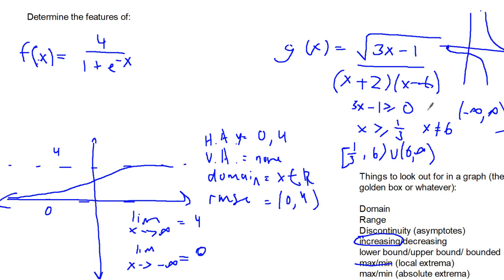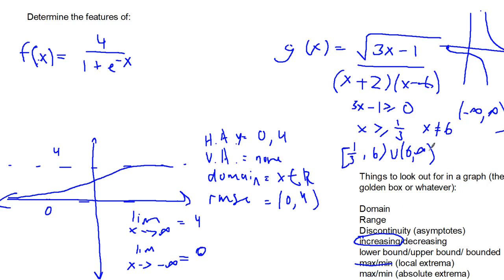Discontinuity, asymptote. Well, we already figured out the asymptotes, -2 and 6, and there is a horizontal asymptote. The horizontal asymptote is just x equals 1/3. No, the horizontal asymptote is just y equals 0, because the top has degree 1/2 and the bottom has degree 2. So yeah. Lower bound, upper bound, or bounded. It's not bounded. Maximum or minimum? No maximum or minimum.